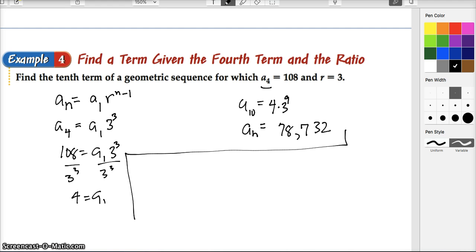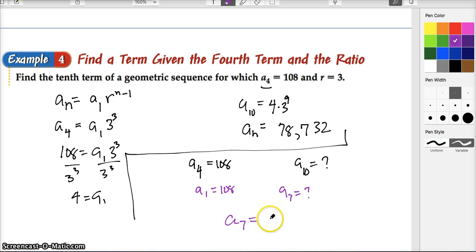So what if I just pretended that a sub 1 was 108, and therefore we're just looking for a sub 7? Would we get the same answer? So we would say a sub 7, and I use the different colors to say, hey, we're dealing with a different kind of numbering system here.